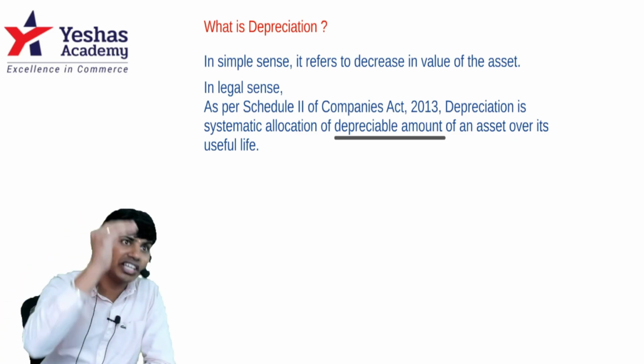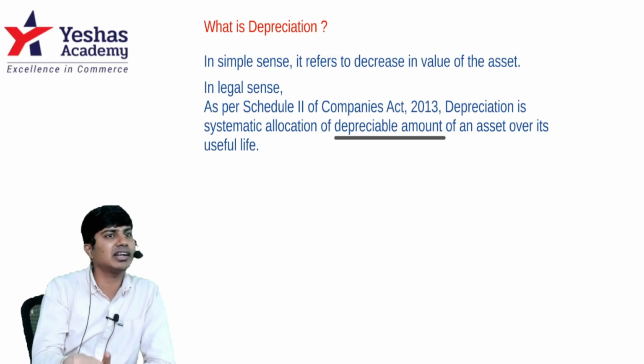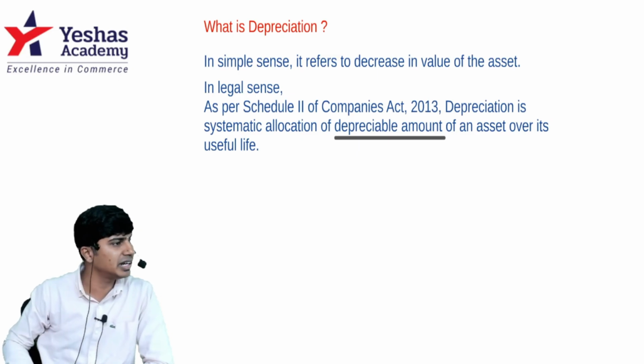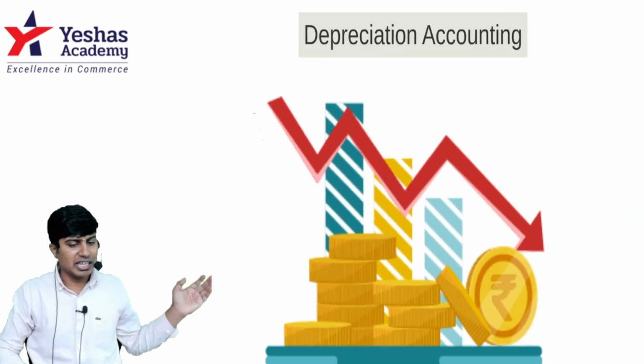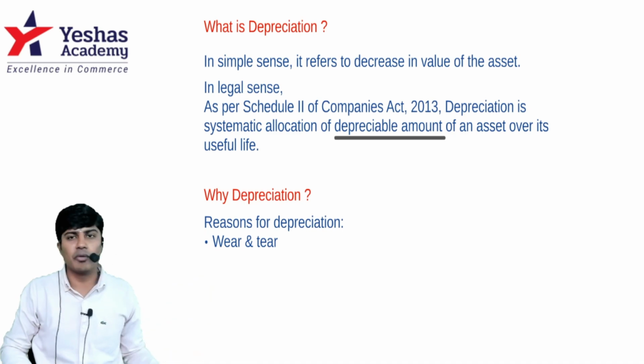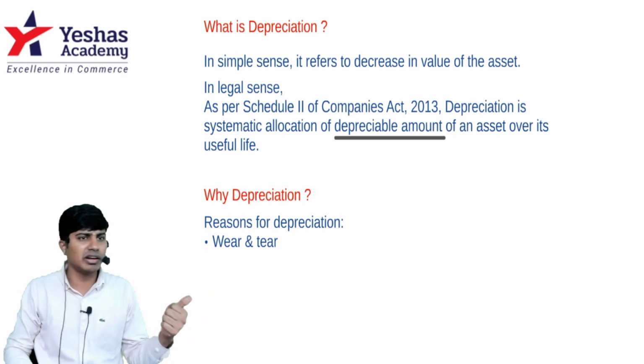How to write it in each year? How much to write in each year? That is the method of depreciation that we decide later. Focus on the keywords that we should know. Why do we provide for depreciation? There are several reasons. Number one, wear and tear.